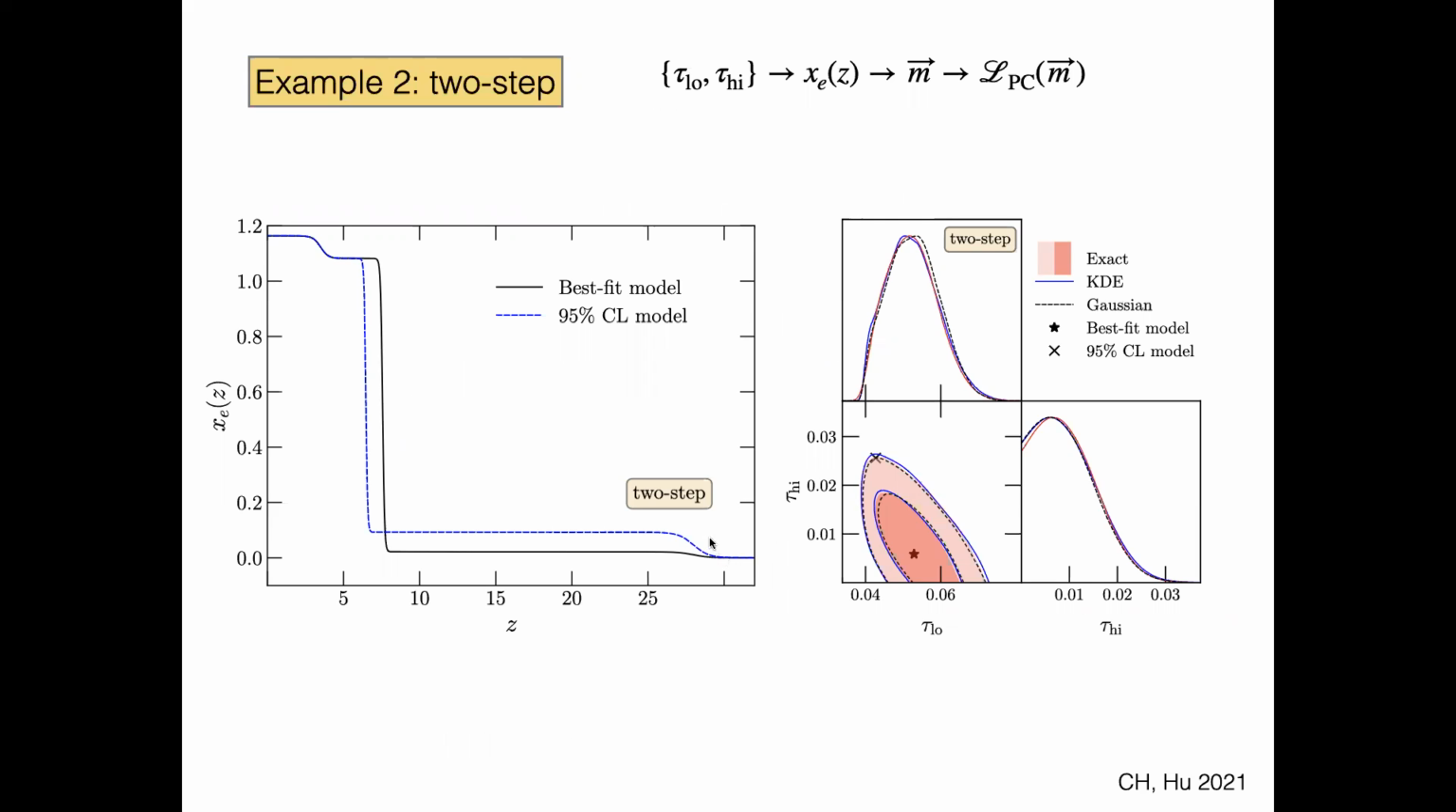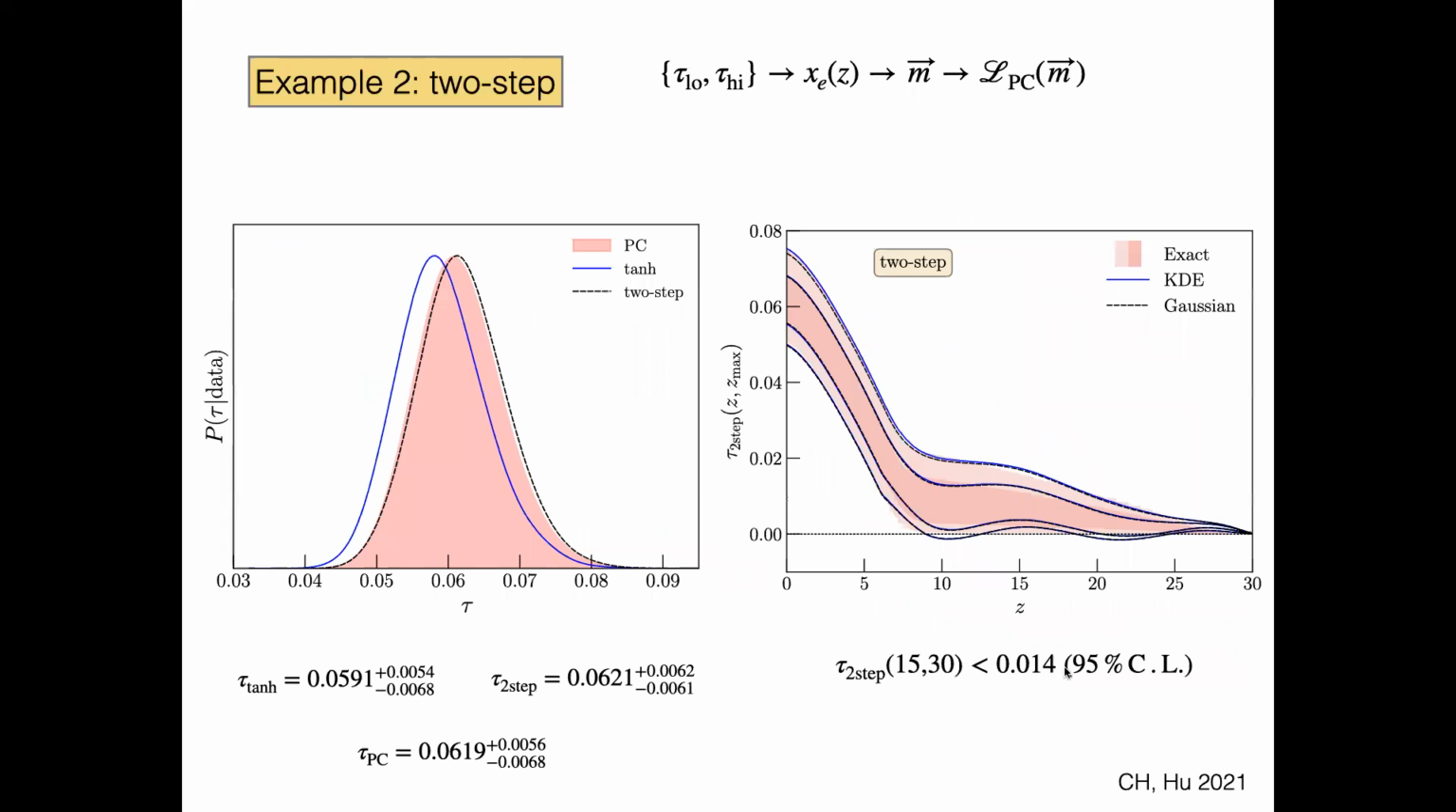So this is the two-step model, where we do have a high redshift ionization plateau, and then the transition that can happen at different redshift. Again, here if I plot out the high redshift optical depth and the low redshift part of the optical depth, I get contours that are pretty much matching as well. So I would say we tested the code pretty well.